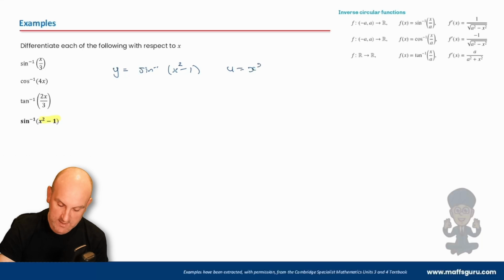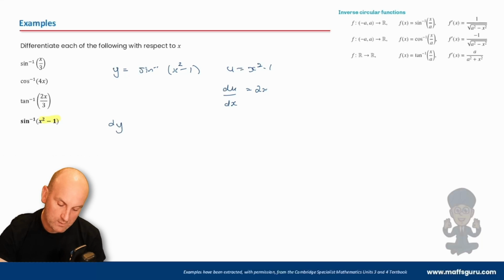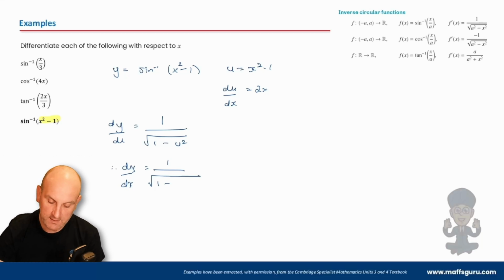Let u equals x squared minus 1. Du by dx is going to give me 2x. Okay. So dy by du is going to give me, sine to the minus 1 of that is going to give me 1 on the square root of 1 minus u squared. Okay. So therefore, dy by dx is going to give me 1 on the square root of 1 minus u squared, which is x squared minus 1, all squared, times by 2x, which is going to give me 2x on.